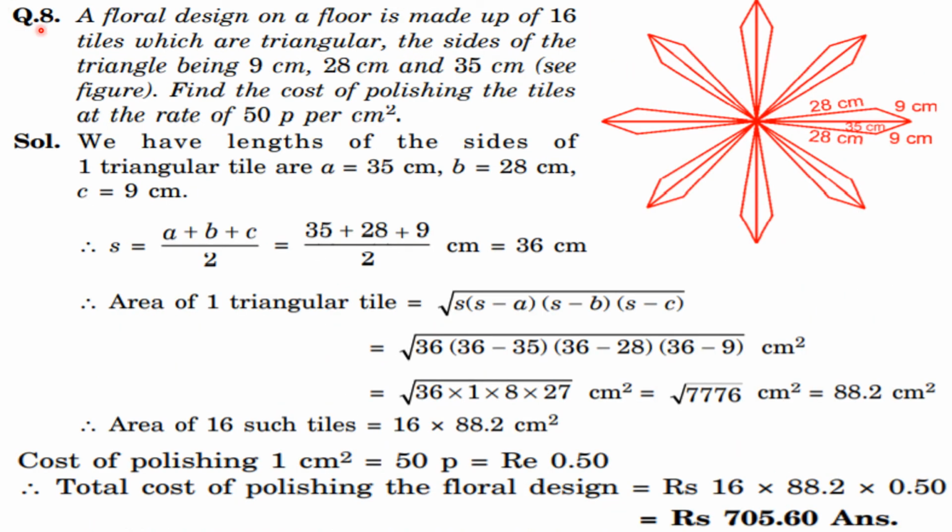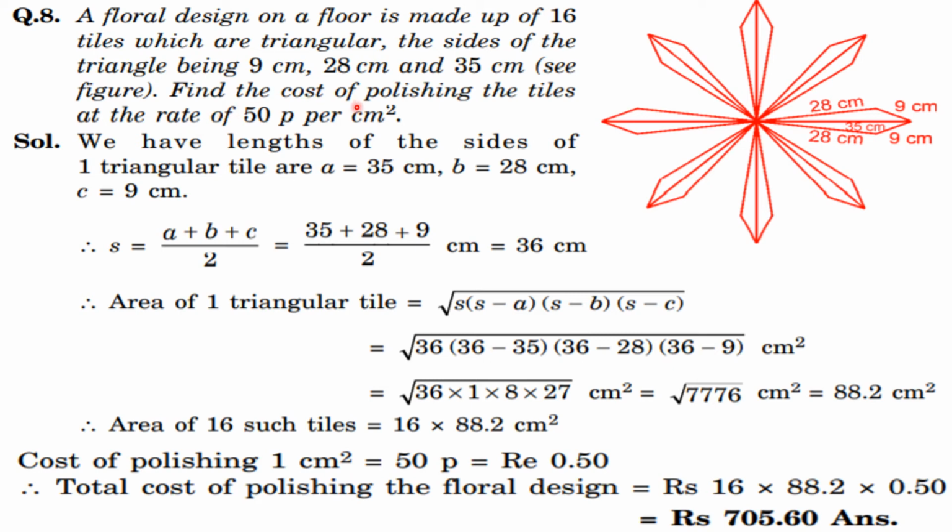Now come to the question number 8. A floral design on a floor is made up of 16 tiles which are triangular. The sides of the triangle being 9 centimeters, 28 centimeters and 35 centimeters. See the figure. This is a floral design on a floor. Okay, my children. Here triangles are given. The length of this side is 28 centimeters. The length of this side is 9 centimeters. And the length of this side is 35 centimeters. Okay, my children? Understood?